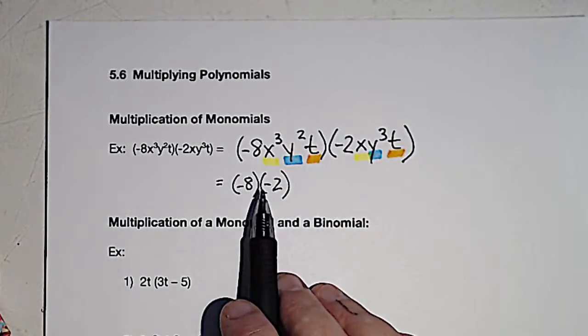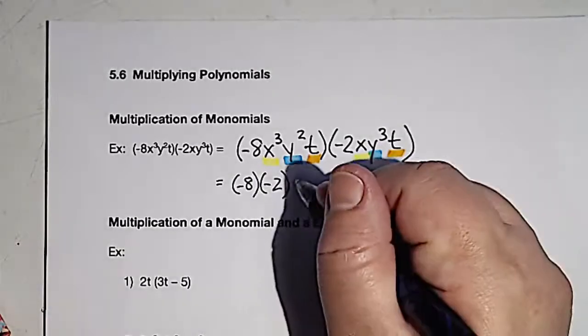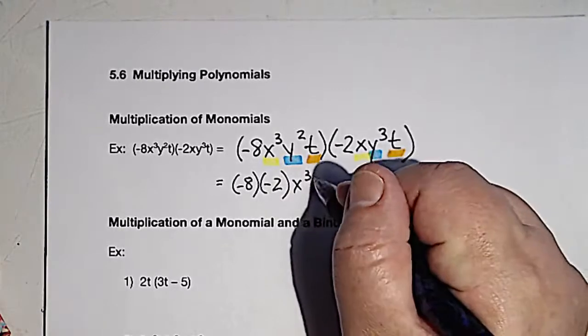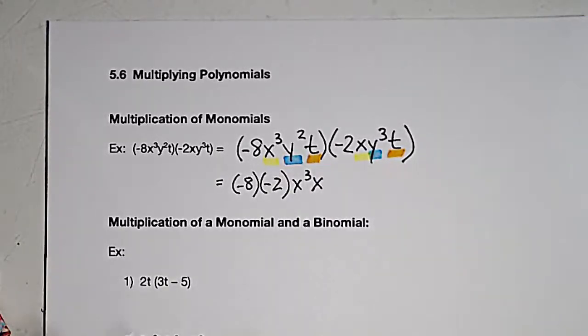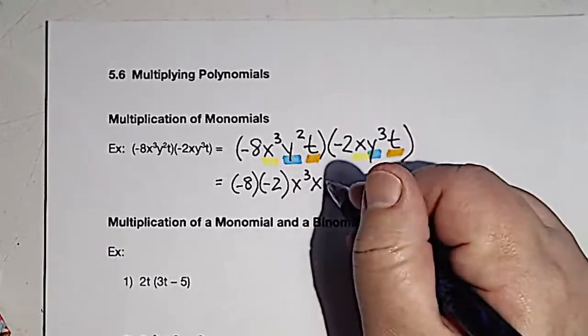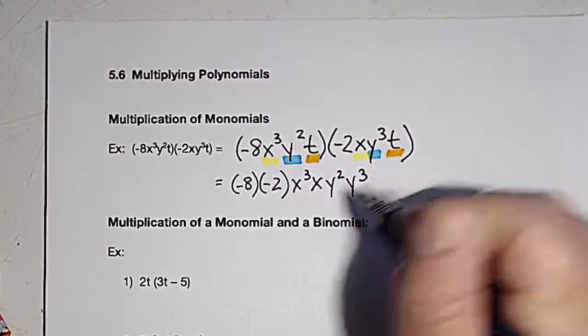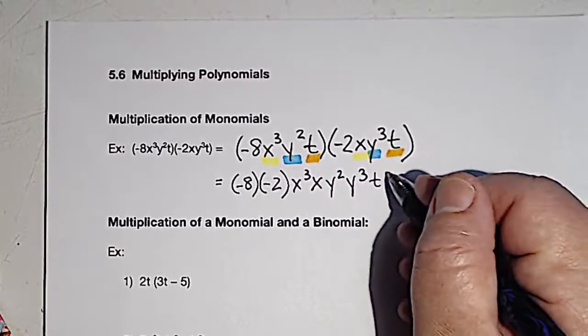That's going to make our coefficient. And then I've got x cubed, and then just the x. And then y squared and y cubed. And then a t over here and a t over here.